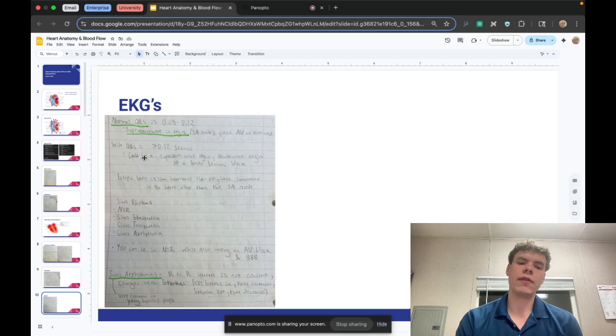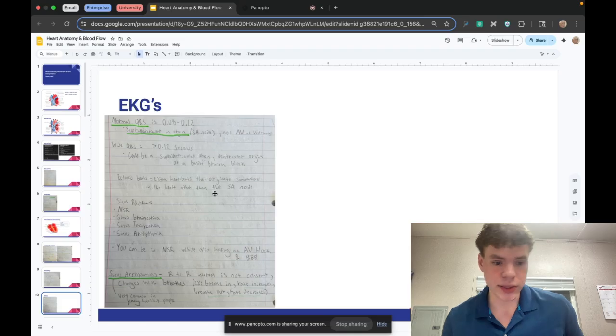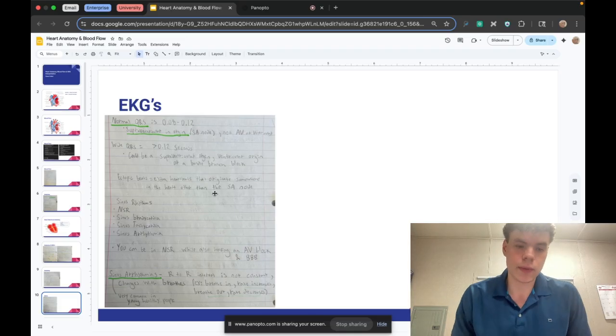If you have a wider QRS complex, meaning it's slower, there could be a bundle branch block or it could be ventricular in origin. So that's why it could be slower. It could be the ventricles are taking over as the pacemaker, or there could be a bundle branch block. An ectopic beat is basically an extra heartbeat that originates somewhere in the heart other than the SA node. So an ectopic beat is just an extra beat, basically, right?